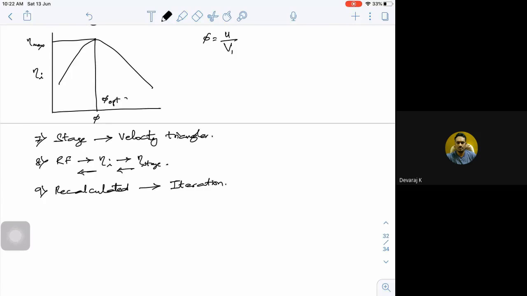This is only with respect to this procedure, whatever I explained: what should be your enthalpy drop, what should be your mass flow rate, what should be your inlet velocity, what should be my internal efficiency, what can be my mechanical efficiency. All those things calculated, plotted, iterated, if it's a single stage impulse steam turbine.